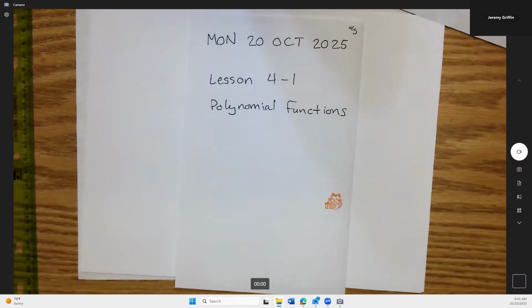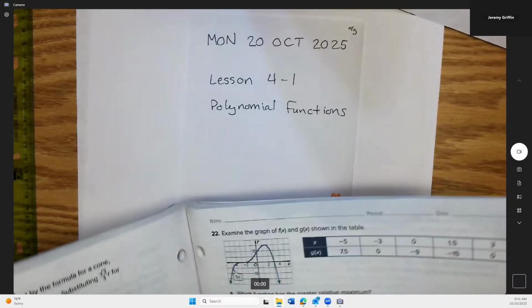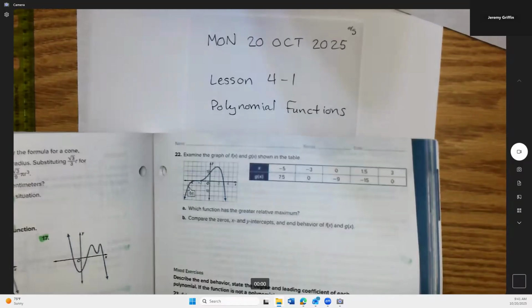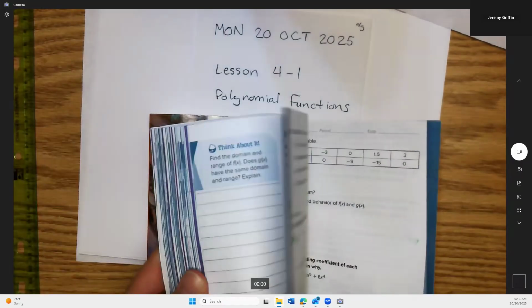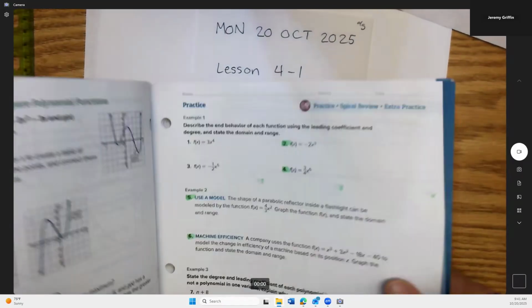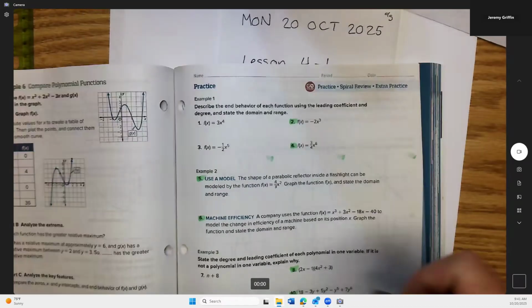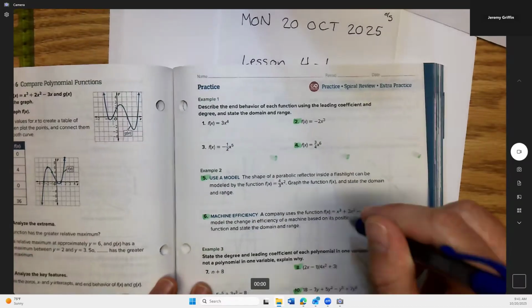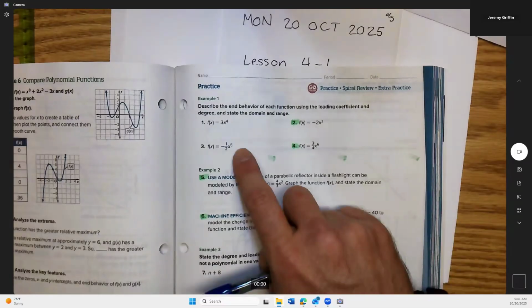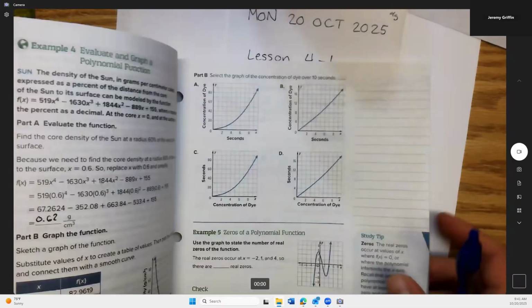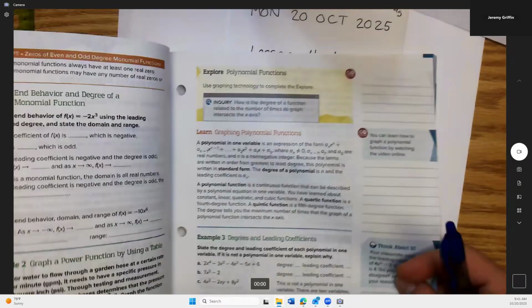Starting a new module 4. So lesson 401, polynomial functions. Module 4 is all about polynomials. Module 3, you guys remember, was all quadratics, there were a bunch of parabolas. So you saw a bunch of x squared, plus blah blah blah. So what if we take x to higher powers, like x to the 5 or x to the 4, or x to the 3, something like that.